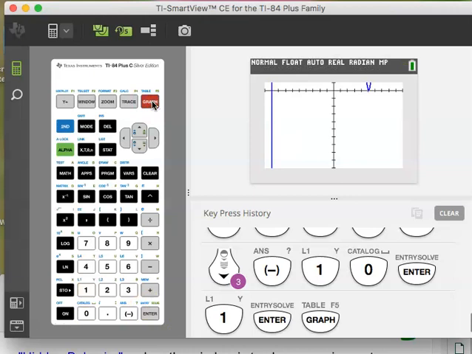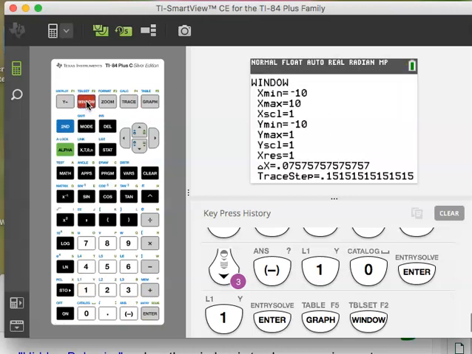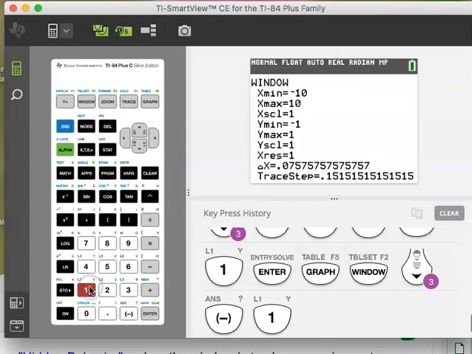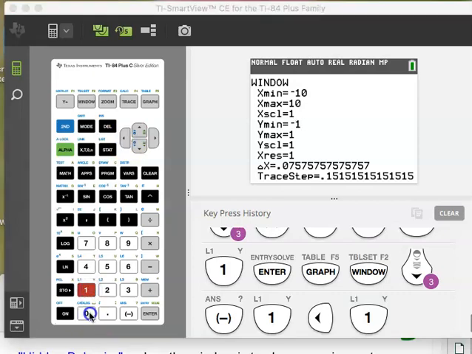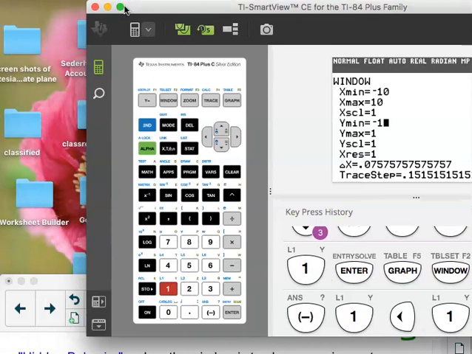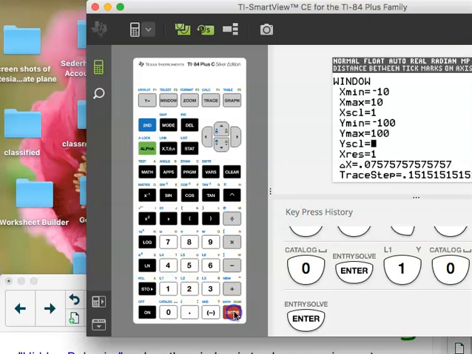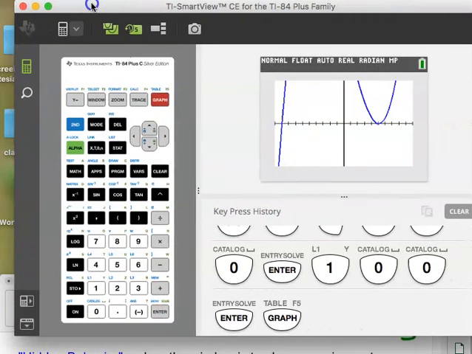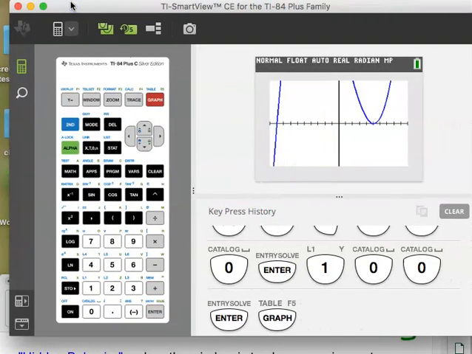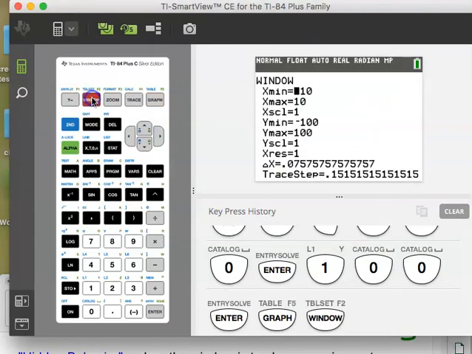Graph. Whoops, one of them didn't take. Nope, that's what I was talking about. I got ahead of it. I have to punch slower. Come on. Why won't it take it? Because my recorder's in the way. There we go. Better. Still not able to see the whole thing. Try window again.